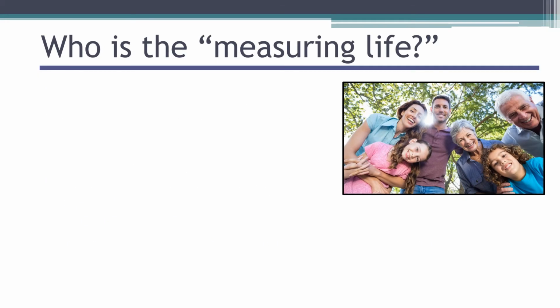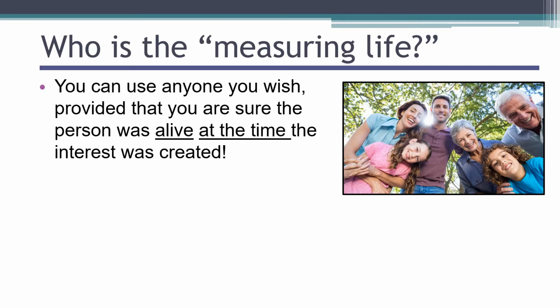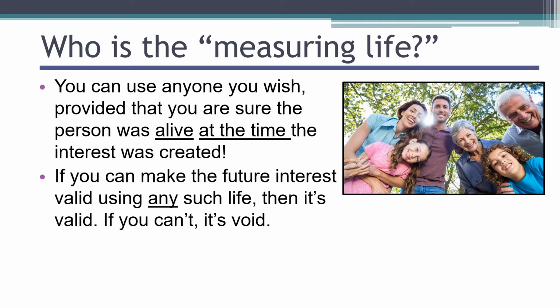Many times students say, well, who do you use as the measuring life? And the answer is you can use anybody you want to, as long as you're sure the person you're using was alive at the time the interest was created. That means that literally you could pick names out of the phone book. If you can make the future interest valid using anybody's life who you're sure was alive when the conveyance is made, then it's valid. And if you can't, it's void.